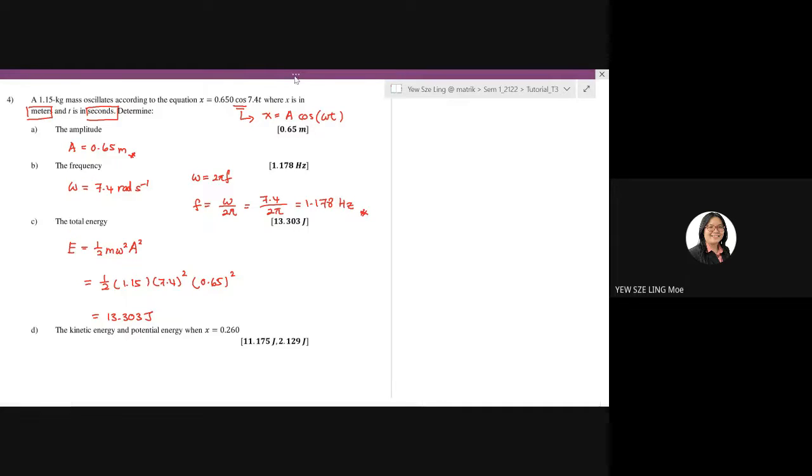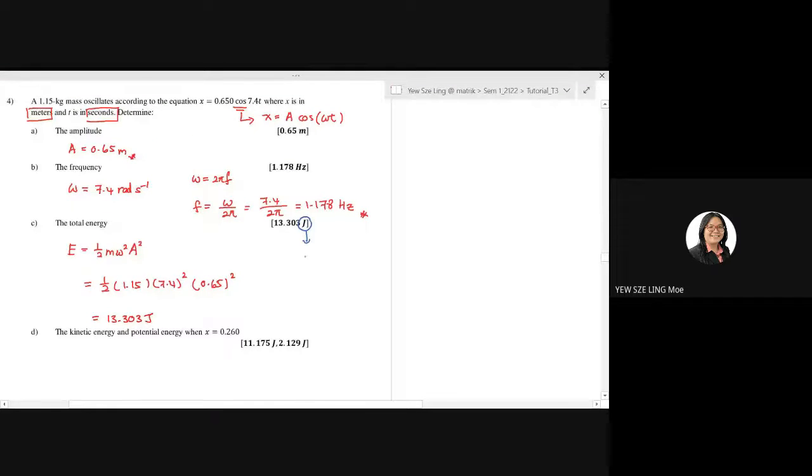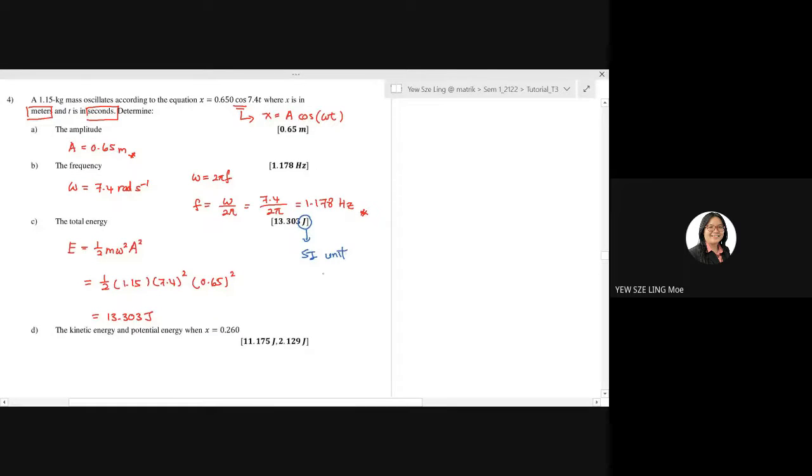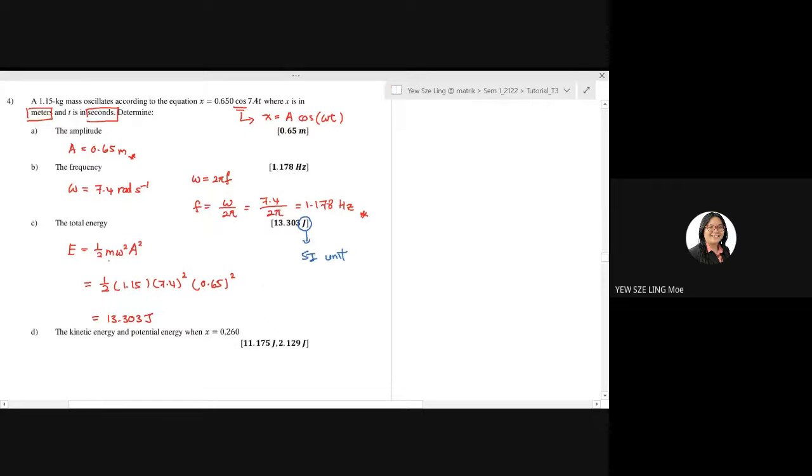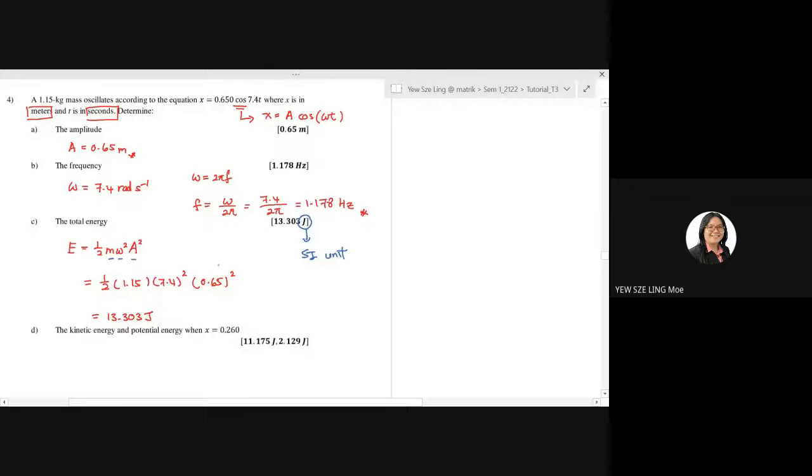Now, for this question, you have to be careful because you are going to calculate energy. Energy, the unit is in terms of joule, okay? So joule is the SI unit. So make sure your A is in SI unit. This question is being very nice to you. It gives you A in meter already. If not, you yourself have to remember to convert it into SI unit, because your unit for energy is joule. Joule is SI unit, which means A, omega, and m, all three variables, must all be in SI unit.